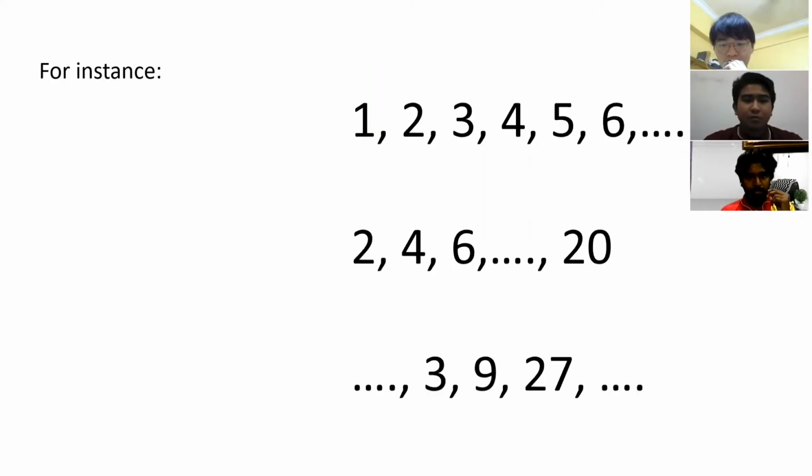For instance, you can see the order of 1, 2, 3, 4, 5, and 6, and so on is the adding of 1. 2, 4, 6, and so on is adding of 2. And the next one, 3, 9, and 27 is a multiple of 3.